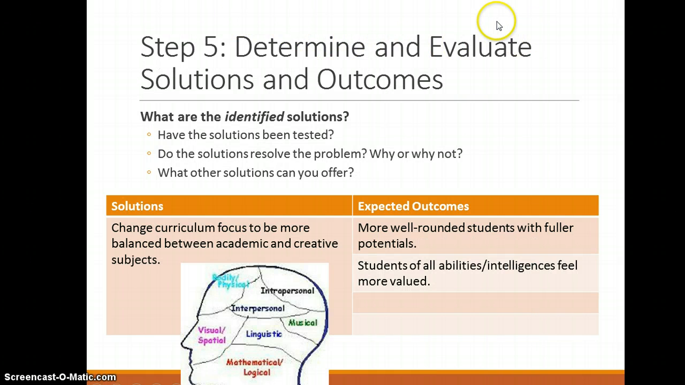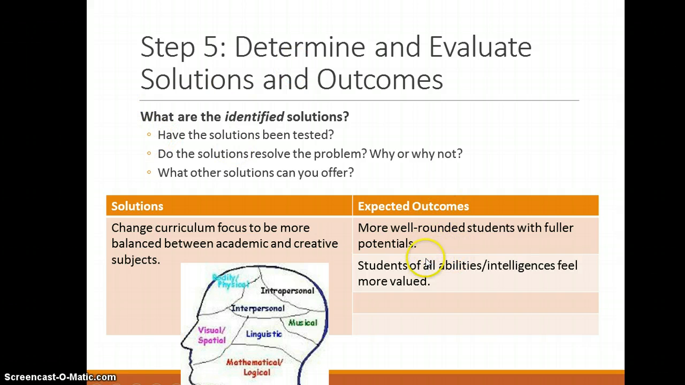Then, step 5, you're going to determine and evaluate solutions and outcomes. What are the identified solutions, and have they been tested? Do the solutions actually resolve the problem? And what other solutions can be offered? So the solution that he implies is that we should change our curriculum focus to be more balanced between academic and creative subjects, because there's lots of different parts of the brain, lots of different intelligences that we need to develop. By doing this solution, the expected outcomes are, well, we'd have more well-rounded students with fuller potentials, and that students of all abilities and intelligence might feel more valued, like they have something to offer this world rather than just math and science.